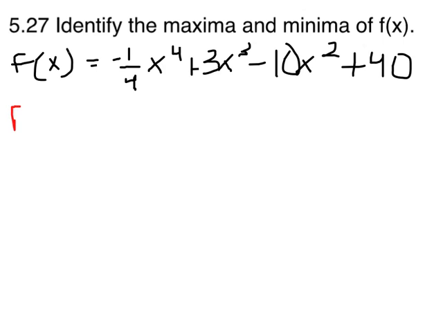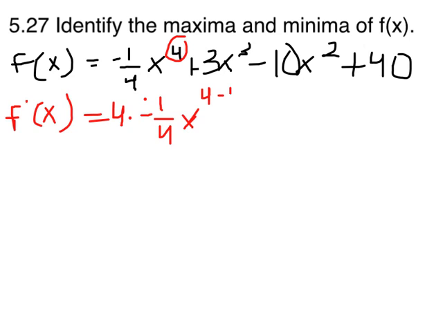The first derivative test finds the derivative of f of x, which is equal to bringing down the exponent and timesing that by the coefficient in each of the parts. So we will get 4 times negative 1/4 x, and then we do the exponent minus 1, so 4 minus 1, plus 3 times 3x to the 3 minus 1, minus 10 times 2x to the 2 minus 1.